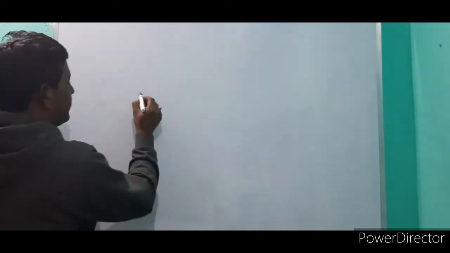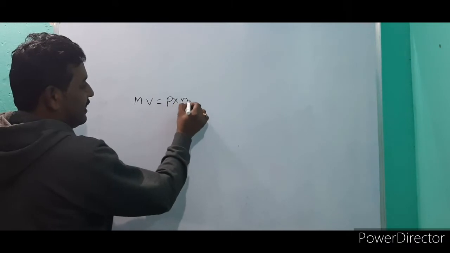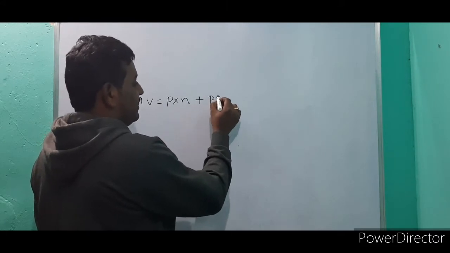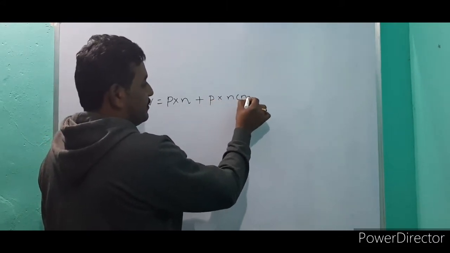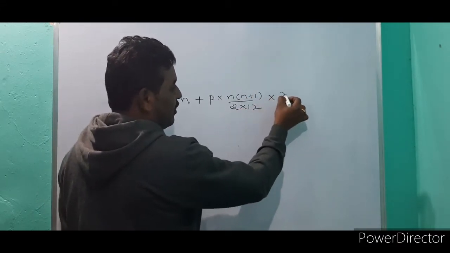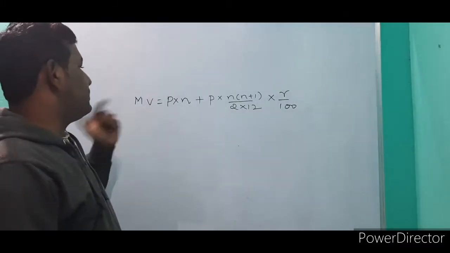So in our last class we learned how to find maturity value on an RD account by using the formula MV is equal to P into N plus interest. P is the sum deposited each month, N is the number of months. How to find interest? P into N into N plus 1 divided by 2 into 12 into R divided by 100. By using this formula, we find the maturity value.